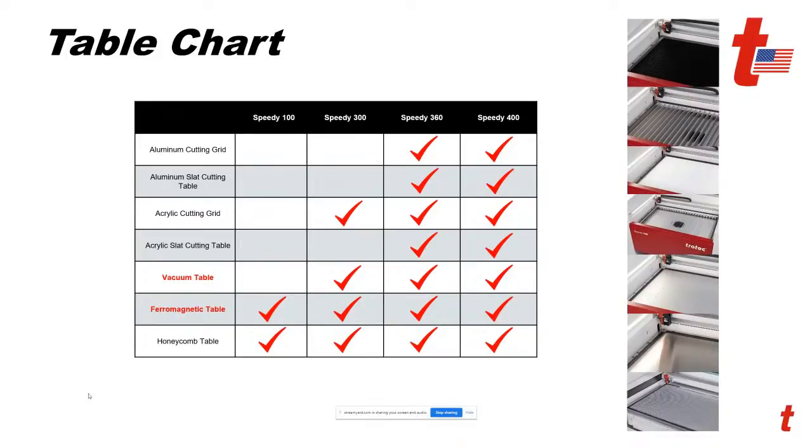Aluminum cutting grid table is ideal for your vacuuming type if you have the right machine. Our Speedy 360 and 400. Our slat table, aluminum cutting grid, slat cutting table, vacuum table, ferromagnetic table are probably the most popular for just holding it down, as well as a honeycomb table. So lots of different solutions depending on the type of fabric, application, or material you're working with, and whether or not you have a machine that will support all these will depend on whether you're able to do some of these materials.